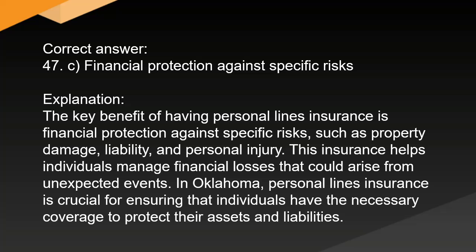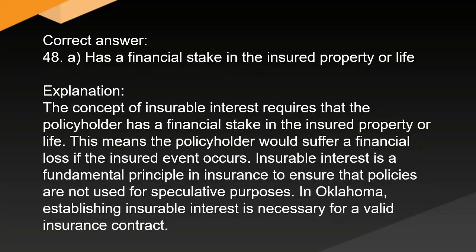Correct answer: C. Financial protection against specific risks. Explanation: The key benefit of having personal lines insurance is financial protection against specific risks such as property damage, liability, and personal injury. This insurance helps individuals manage financial losses that could arise from unexpected events. In Oklahoma, personal lines insurance is crucial for ensuring that individuals have the necessary coverage to protect their assets and liabilities.